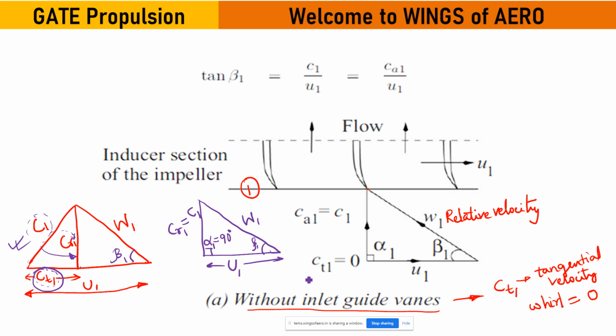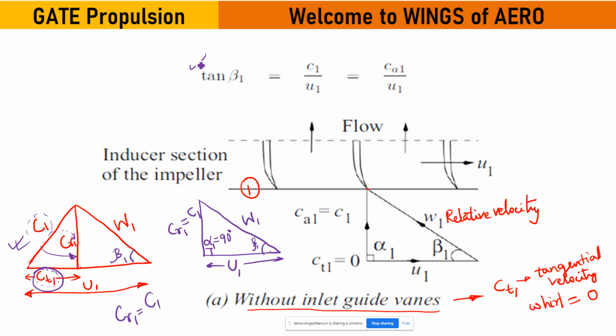So what are the conclusions I can bring? In this case without inlet guide vanes, the tangential velocity is 0. Second, alpha 1, the absolute air angle, when it is entering, is 90 degrees. The third one is that CR1, that is radial or axial velocity, is equivalent to your absolute velocity. Now, based on the requirement, we can find the unknown parameters. How can we find them?